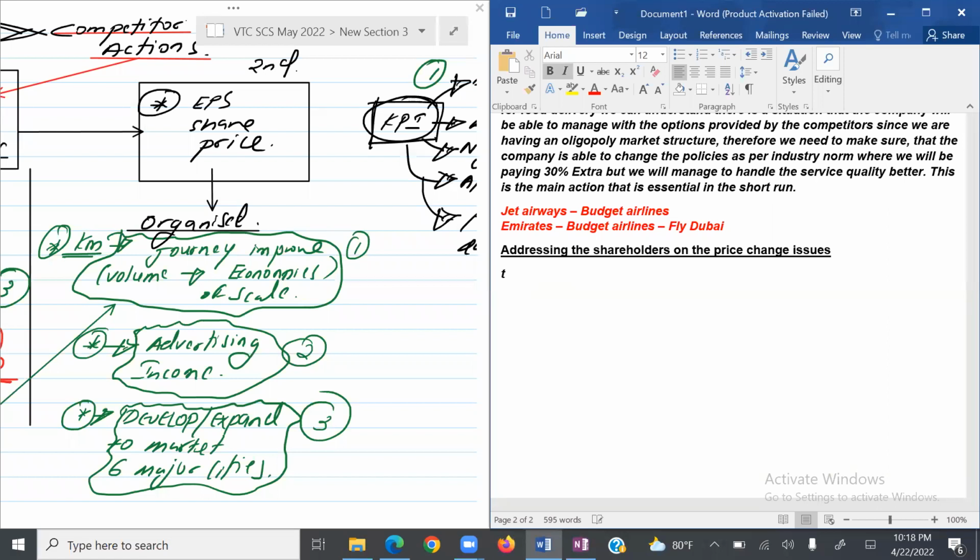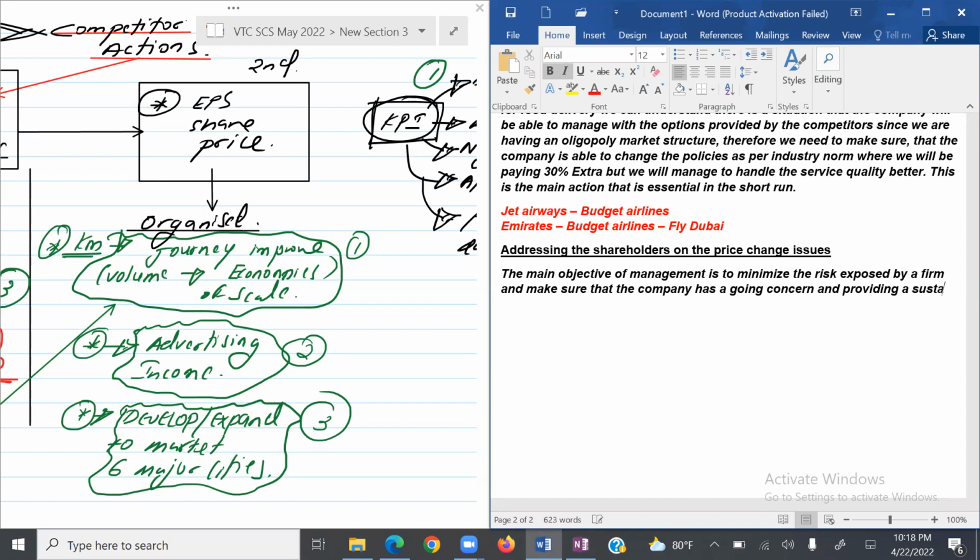So I'll write down here: the main objective of management is to minimize the risk exposed by a firm and make sure that the company has a going concern and providing a sustainable return.